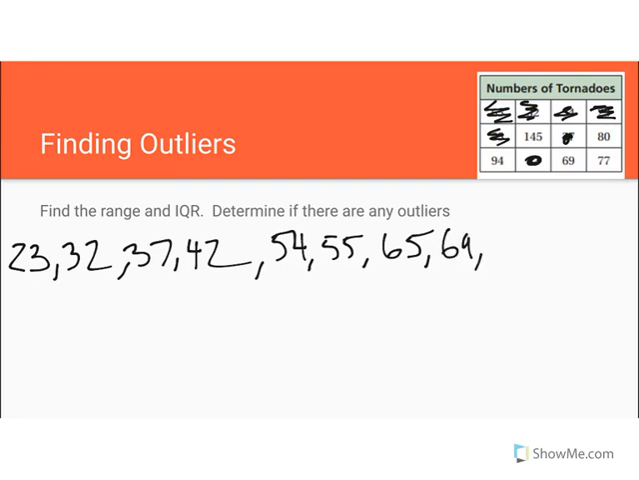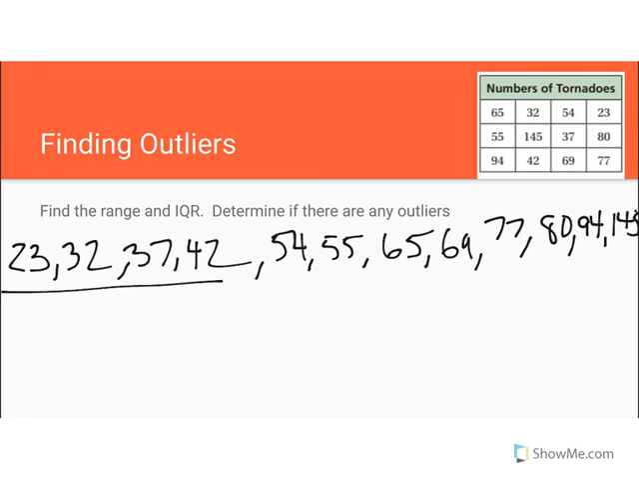Okay. Let's see, what did I erase here? Yep, 69. Okay. Then I got, sorry guys, 69, 77, 80, 94, and 145. All right, so I should have 12 numbers. 1, 2, 3, 4, 5, 6, 7, 8, 9, 10, 11, 12.